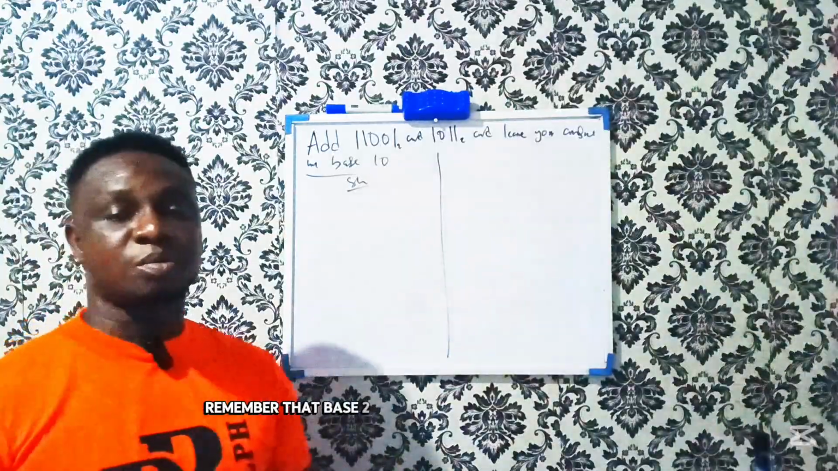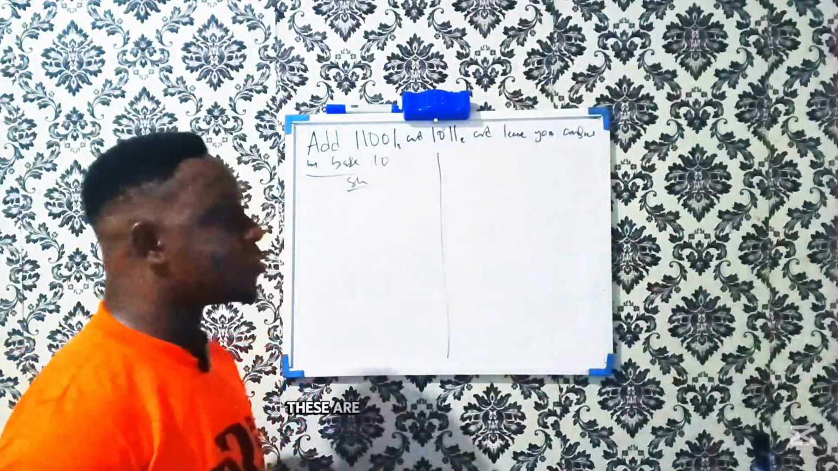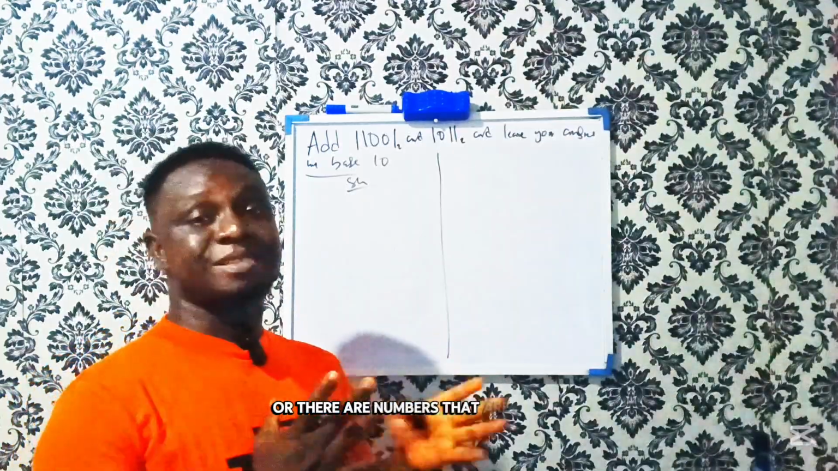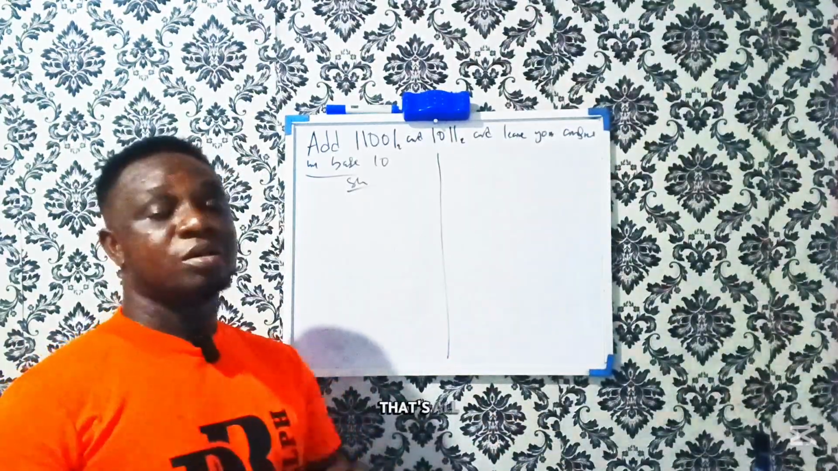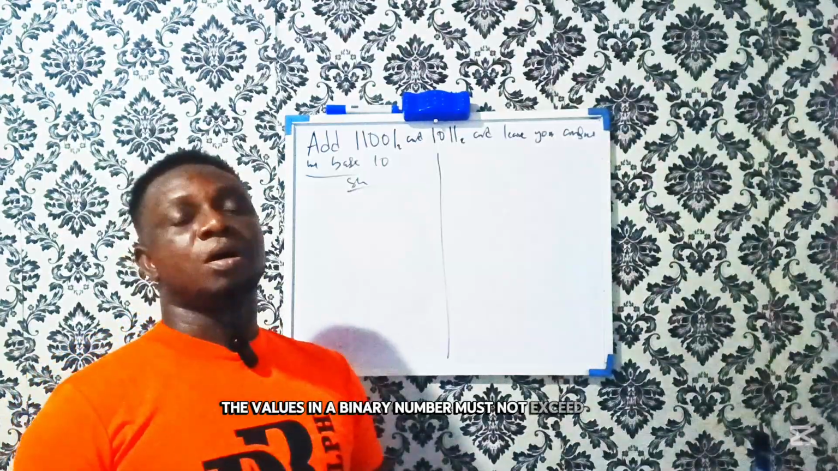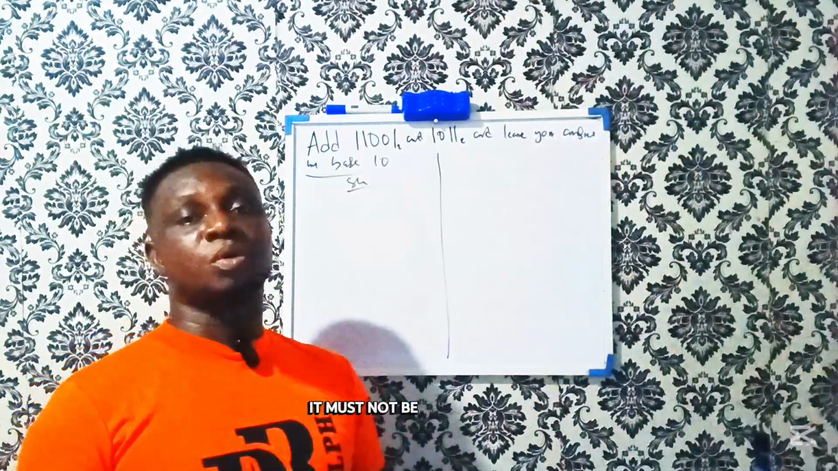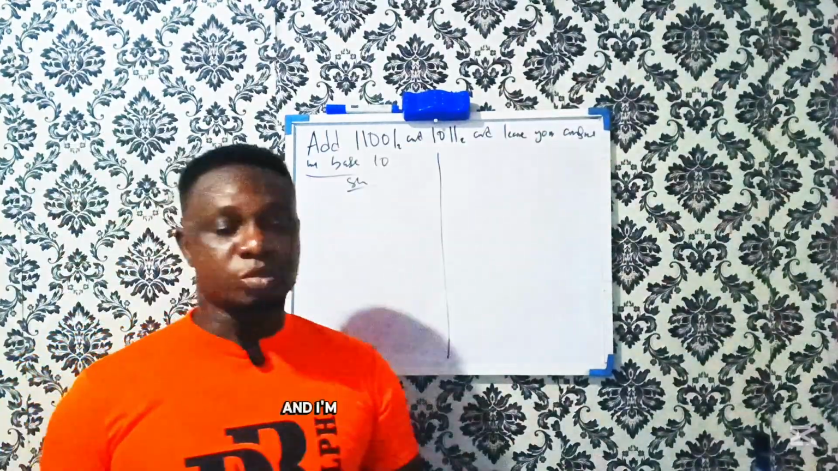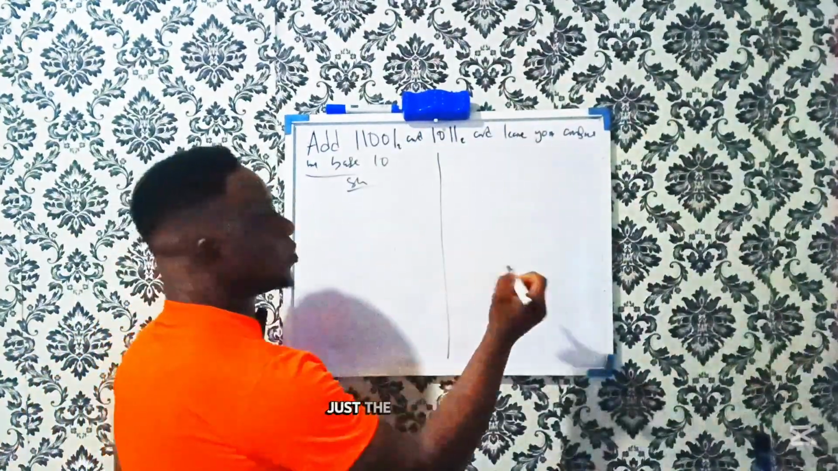Remember that base 2 numbers are also binary numbers. These are numbers that are 0 and 1. That's all the values in a binary number must not exceed 1. It must not be equal to 2. So we're going to be adding them, and I'm going to give you examples just the way we add.